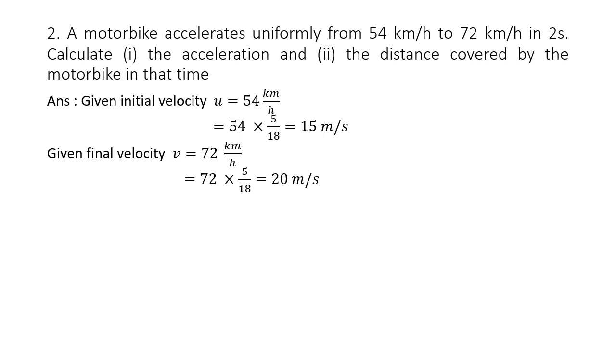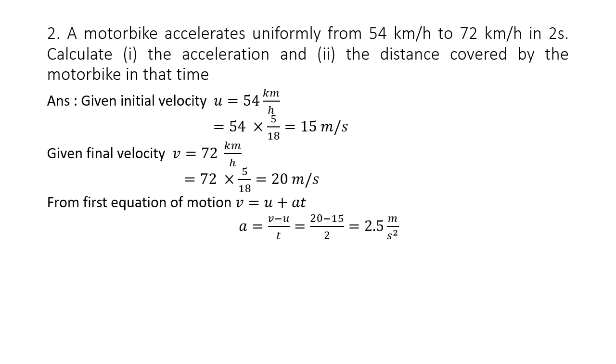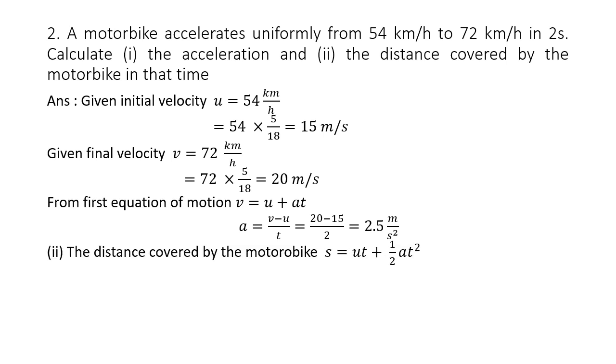V is 20, u is 15. So 20 minus 15 upon 2 is 2.5 meter per second square. So this is the acceleration of the car. Now for the speed to go from 54 to 72, how much distance has the motorbike traveled? So which formula will we use? Second equation, s equal to ut plus half at square.